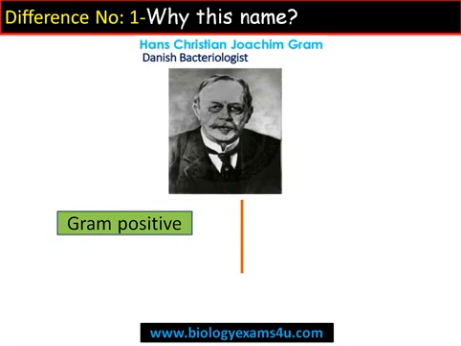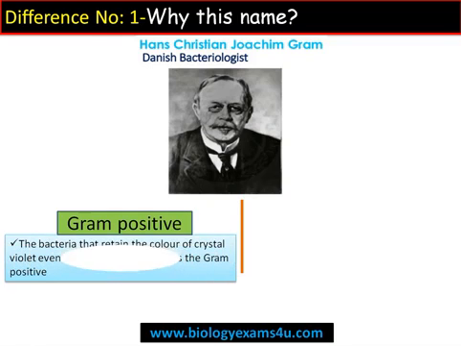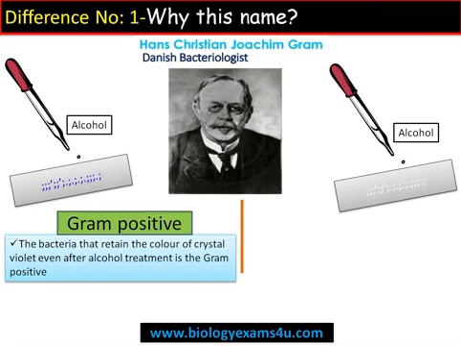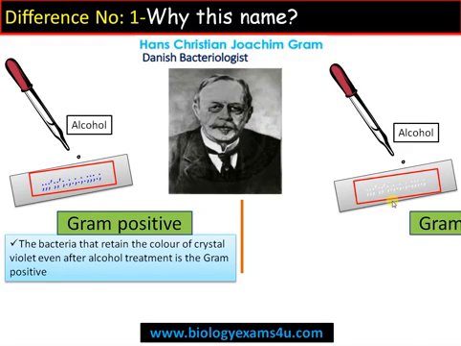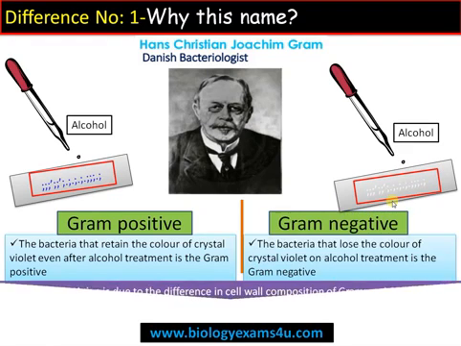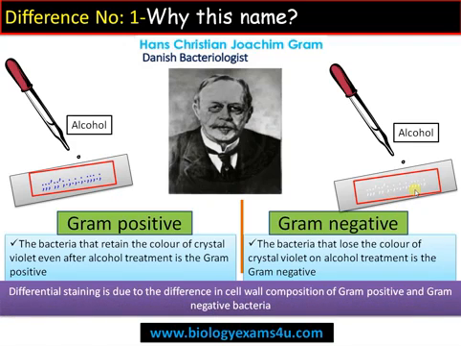Gram-positive bacteria are bacteria that retain the color of crystal violet even after alcohol treatment. Alcohol treatment is a critical step in gram staining, whereas gram-negative bacteria are bacteria that lose the color of crystal violet on alcohol treatment. This difference is due to the difference in cell wall composition of gram-positive and gram-negative bacteria.